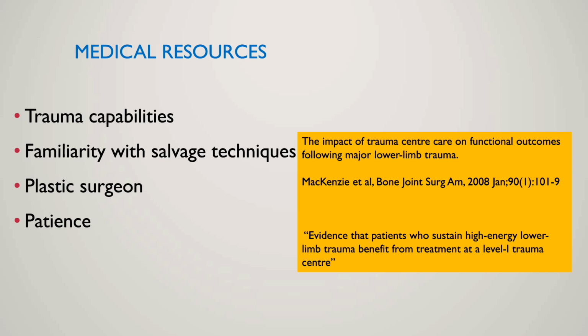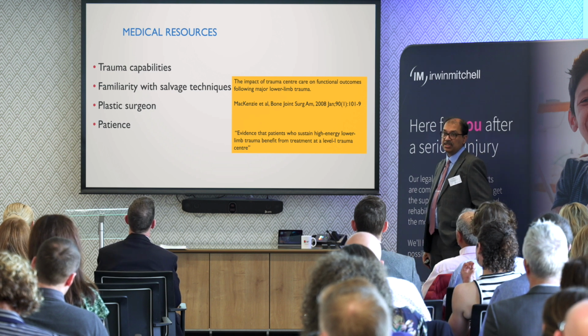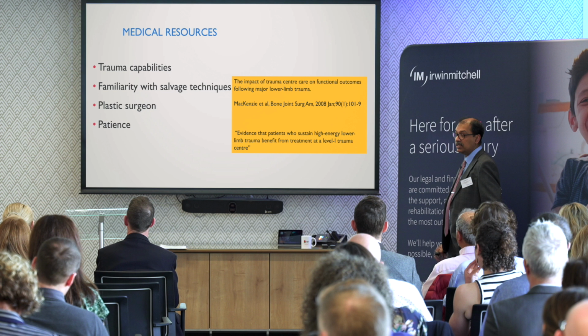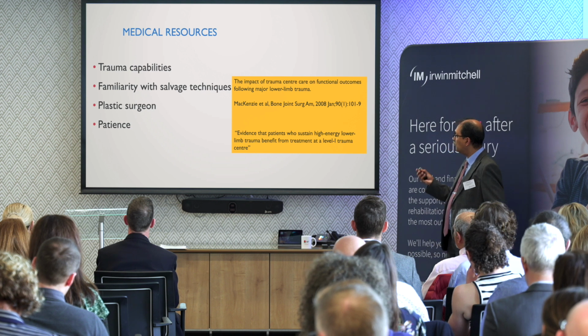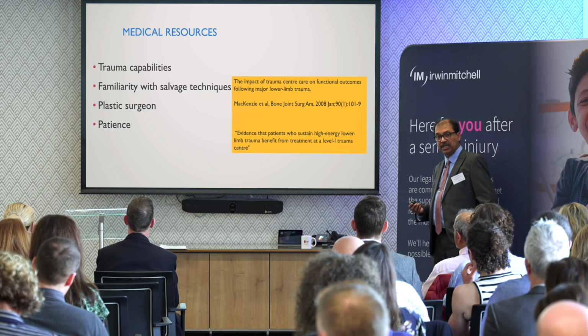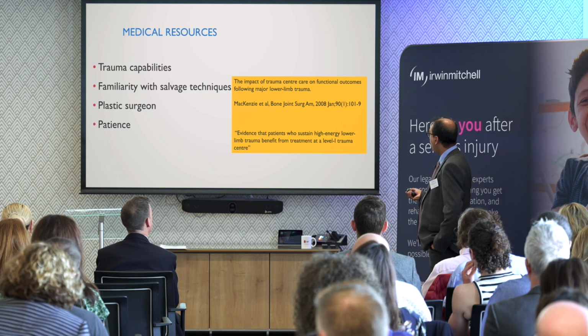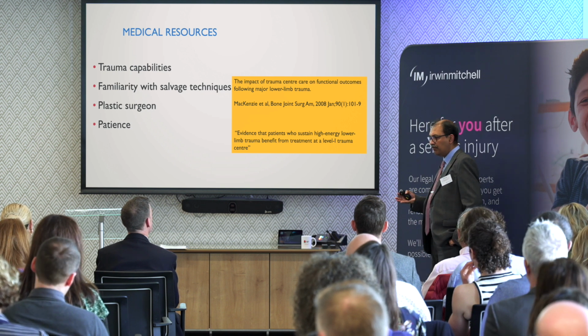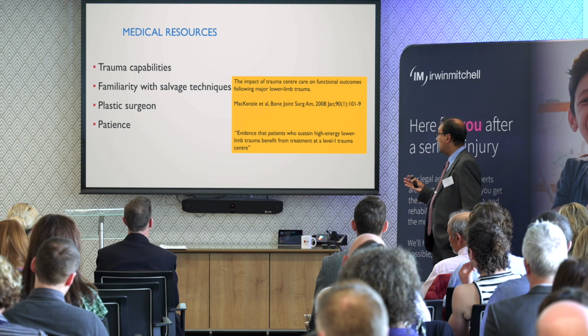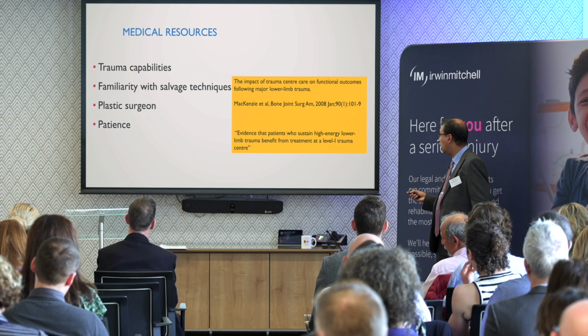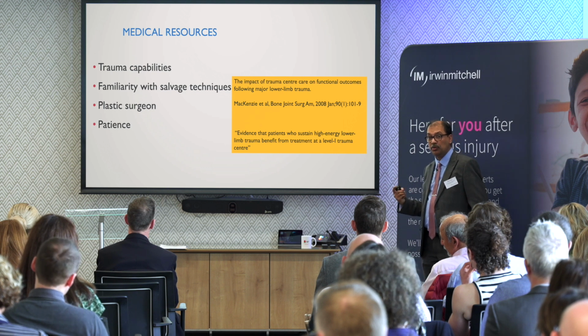So the third variable is the medical resource. The familiarity with the salvage technique is important for the treating team and the hospital. There should be a plastic surgeon and a vascular surgeon in the team, other than the trauma and orthopedic surgeon. Most of the published data, mostly from America, have postulated that patients can benefit from the repair or treatment initially at a level 1 trauma service.